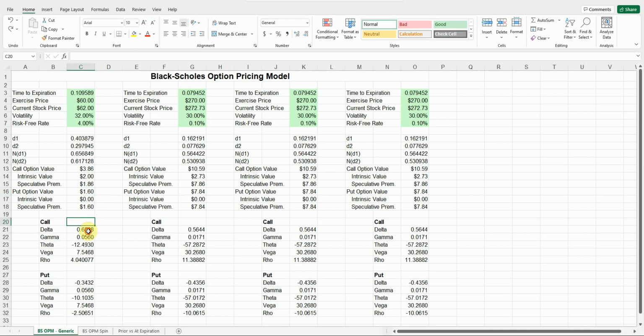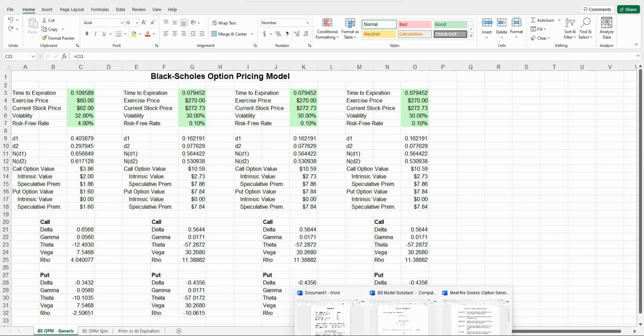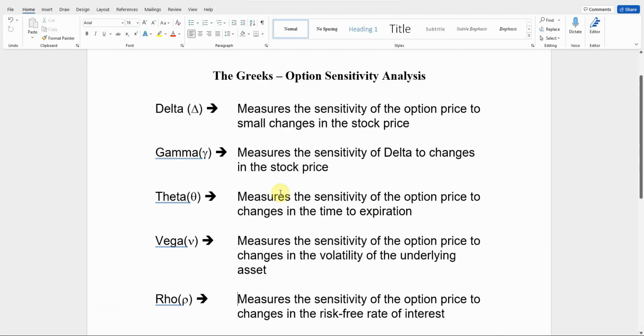So then I want to talk a little bit about the Greeks. If we look at the Greeks, there are 5 specific Greeks, and these are just option sensitivity analysis. Delta measures the sensitivity of the option price to small changes in the stock price. If the stock price goes up by $1, how much should the option go up or the option go down? Now, if it's a call, if the stock price goes up by $1, the option is going to go up in value. It's going to go up by less than $1, but it's going to go up in value. If it's a put and the stock price goes up, the option is going to go down in value.